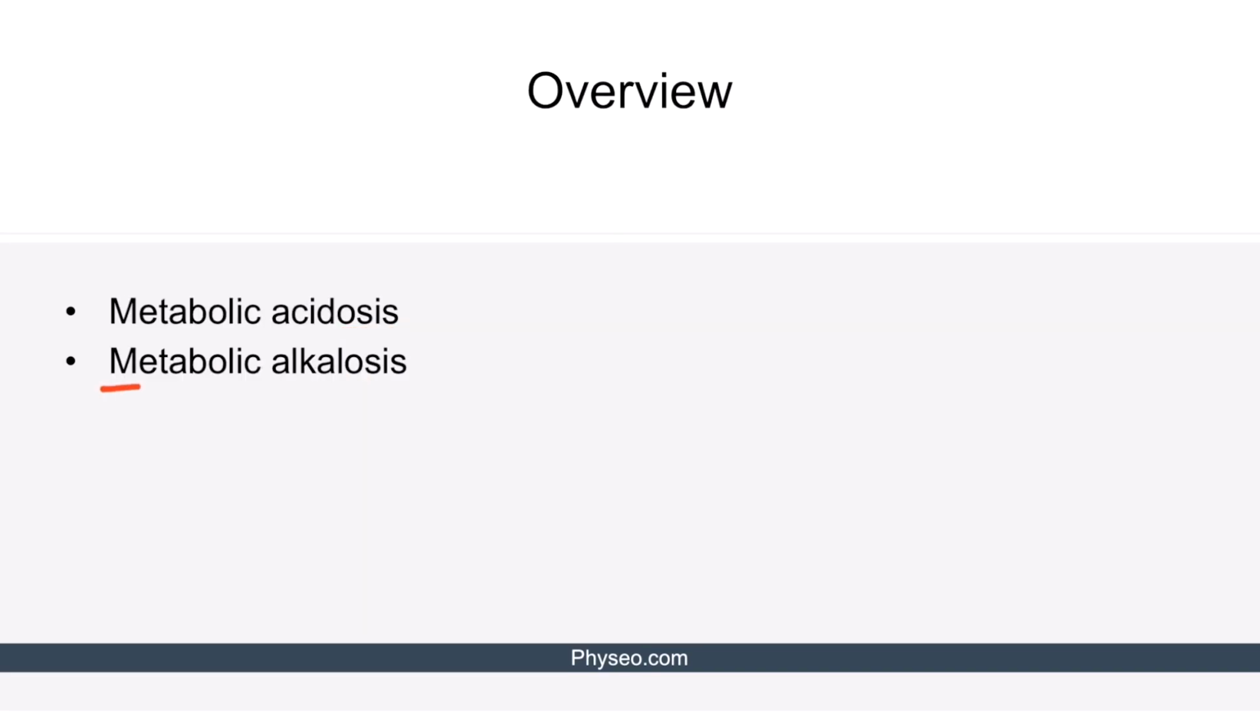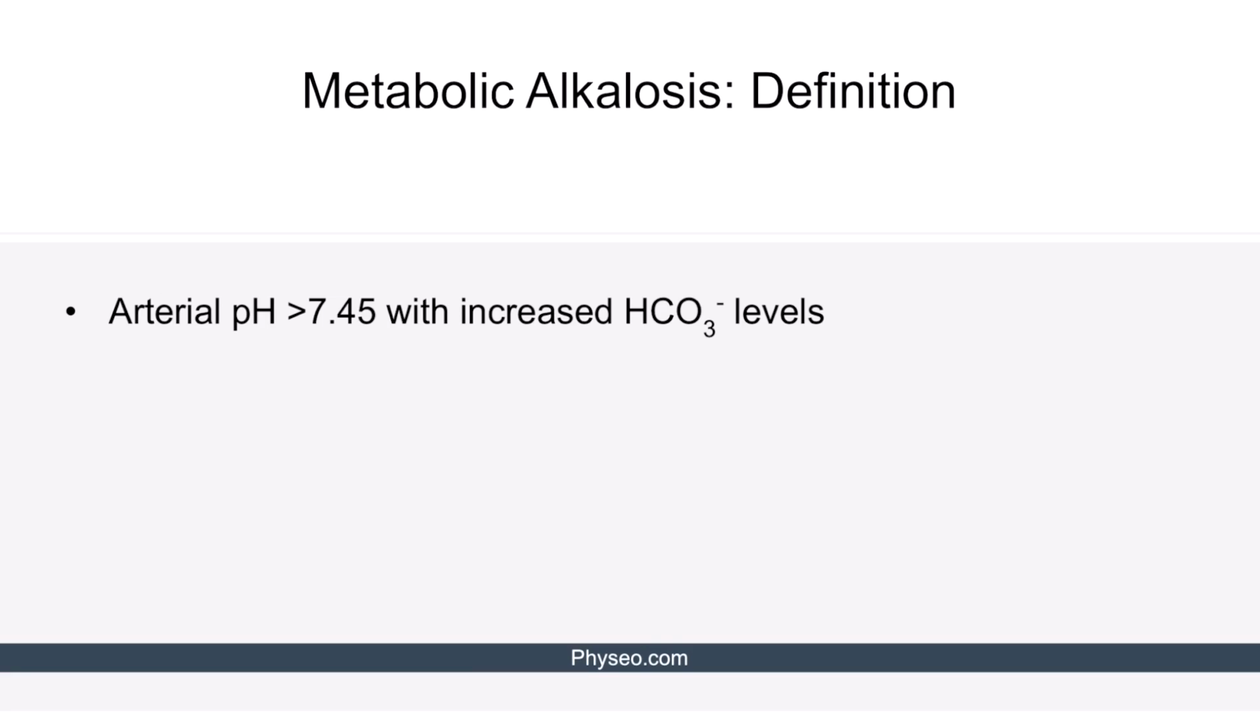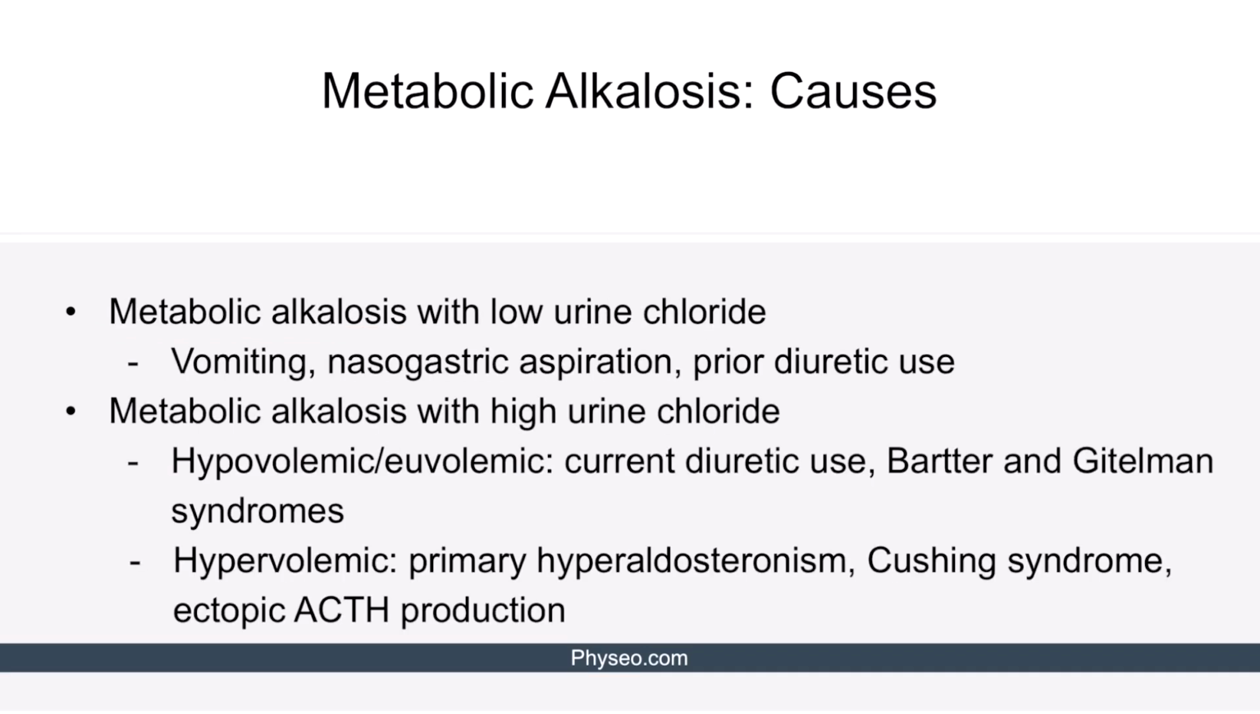Let's move on to metabolic alkalosis. We will discuss definition, causes, clinical presentation, diagnosis, and management of metabolic alkalosis. Metabolic alkalosis is an acid-base disorder characterized by arterial pH more than 7.45 with increased bicarbonate levels. Causes of metabolic alkalosis can be divided into those with low urine chloride and those with high urine chloride.